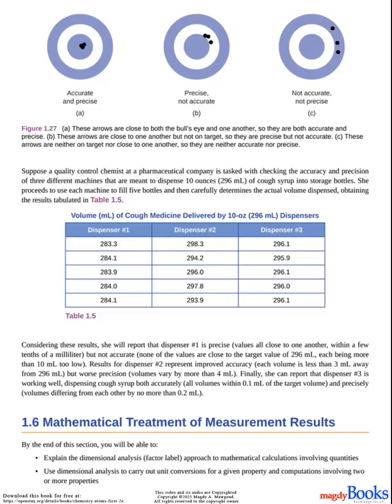Each volume is less than 3 milliliter away from 296 milliliter. But worse precision. Volumes vary by more than 4 milliliter. Finally, she can report that dispenser number 3 is working well, dispensing cough syrup both accurately, all volumes within 0.1 milliliter of the target volume, and precisely, volumes differing from each other by no more than 0.2 milliliter.